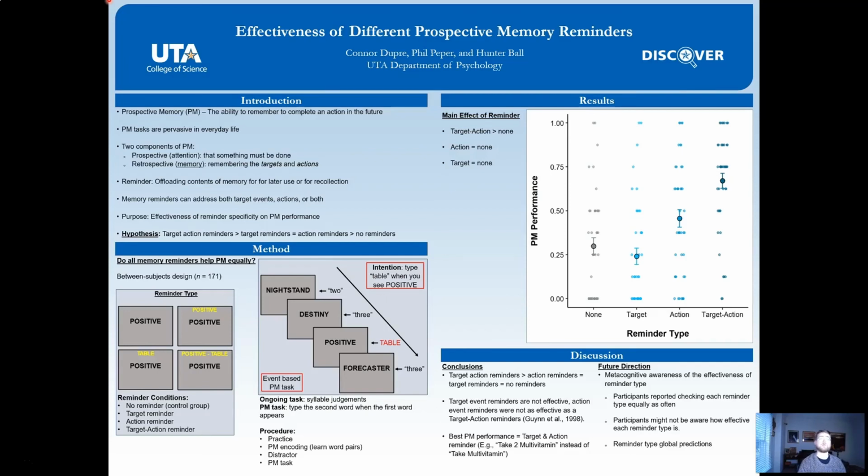To test this, we could use the exact same design and procedure used in the present experiment, except after learning the target action word pairs and what reminder they will have, participants make global predictions about their prospective memory performance. We hypothesized that participants would overestimate their performance in the target reminder and action reminder conditions.